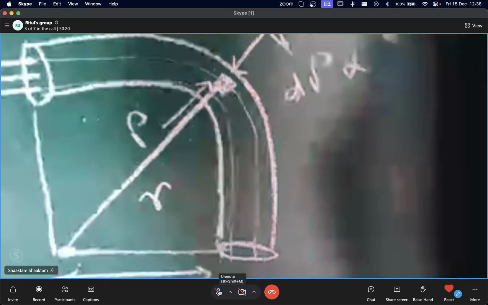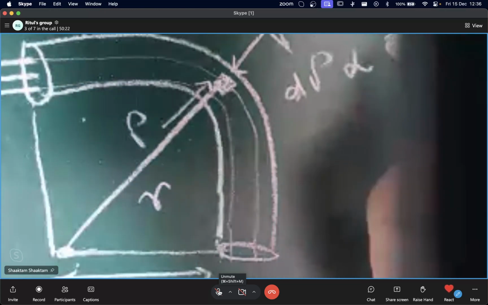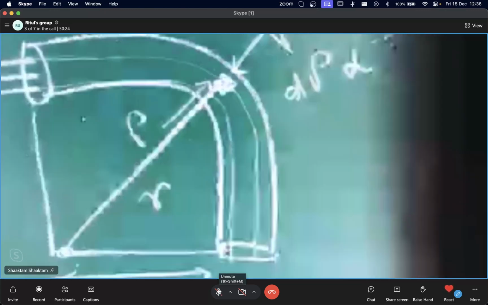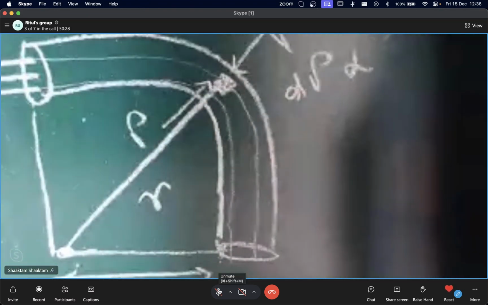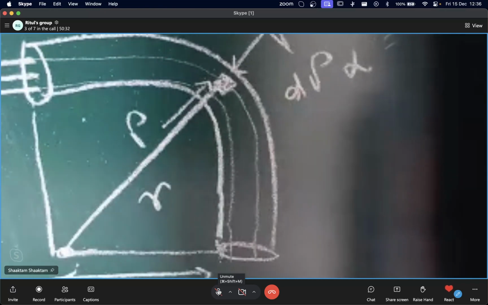This is equal to what? Mass into acceleration. I'm taking the force in the inward direction. So dP into alpha inward is equal to mass into acceleration. For mass, I write rho, alpha as the cross-sectional area, dr as length. So this is mass into acceleration. I write acceleration as v square by, let's say, r.